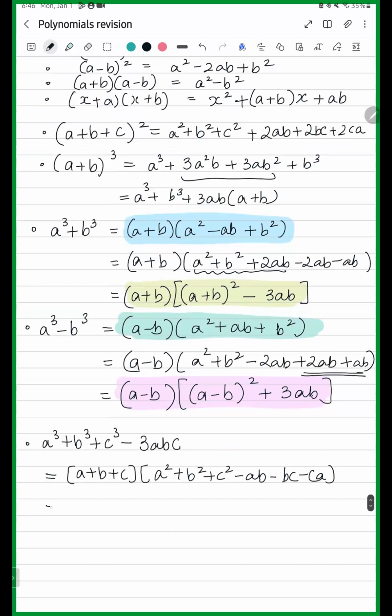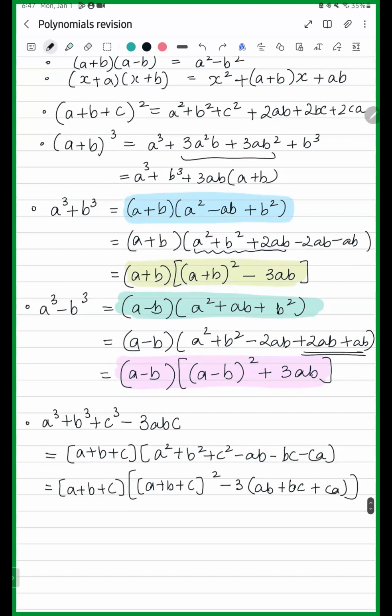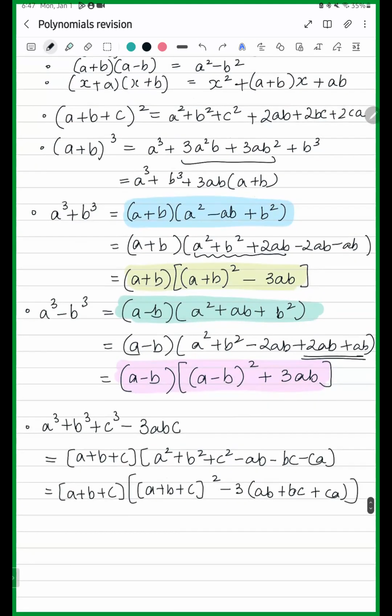Another form of this is a plus b plus c multiplied by a plus b plus c whole square minus 3 times ab plus bc plus ca. And the same thing we have done, what we did over here. We tried to make it into this form, so we had done some addition and subtraction. So these are the two forms.